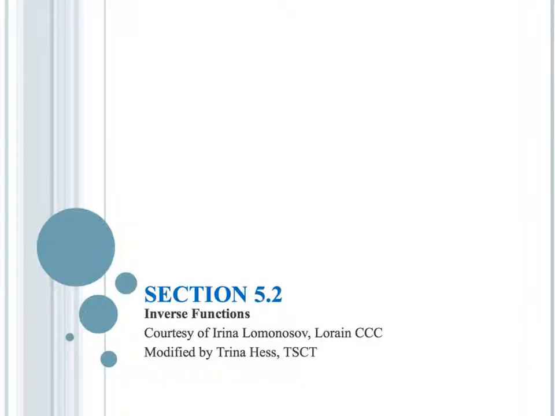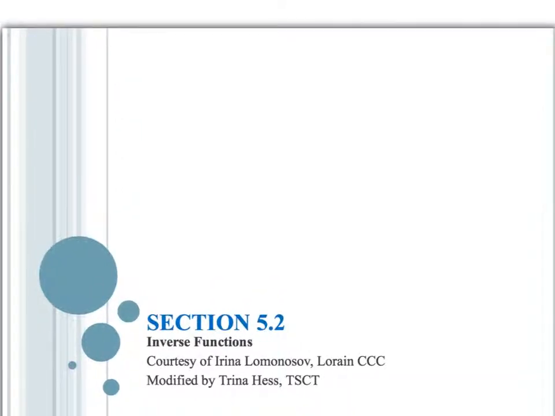So we're going to take a look at the second part of section 5.2. So we will call this part 2. In the first part, we talked about the conditions necessary for finding an inverse function. We talked about the function being 1-to-1 and how do we check that, and using the horizontal line test. And now we're going to talk about actually finding the inverse.